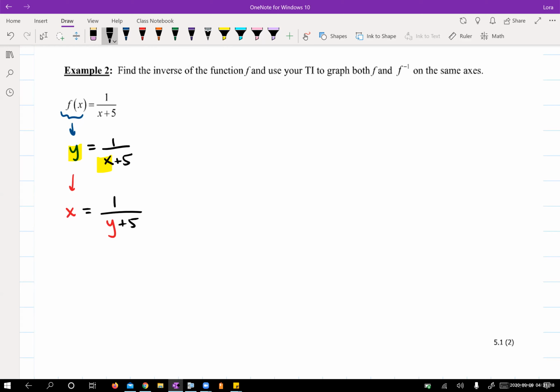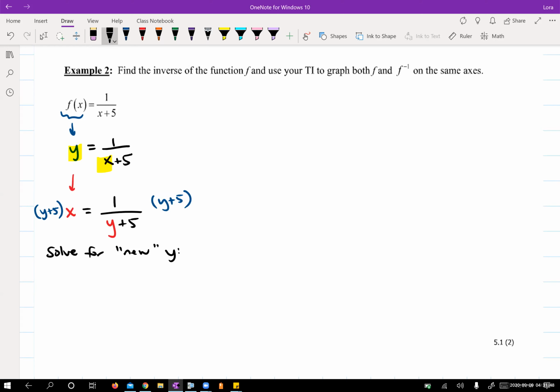Now at this stage, we're going to solve for the new y. And I always say new because it's different than what we started with. So if you're going to solve this rational equation for y, first thing I would do, I would multiply both sides of the equation by the LCD. So I'm going to multiply both sides of the equation by y plus 5.